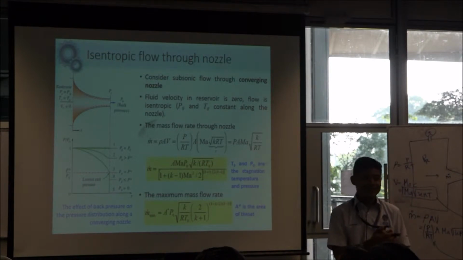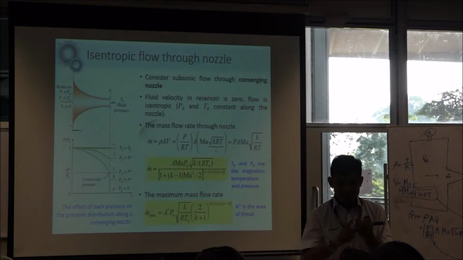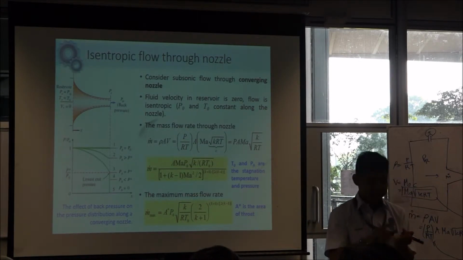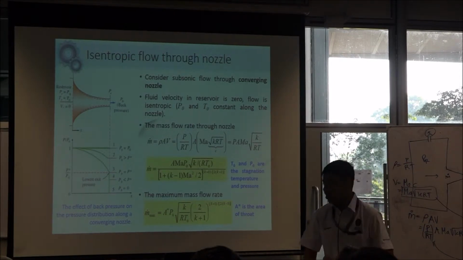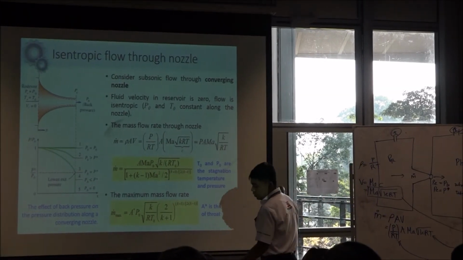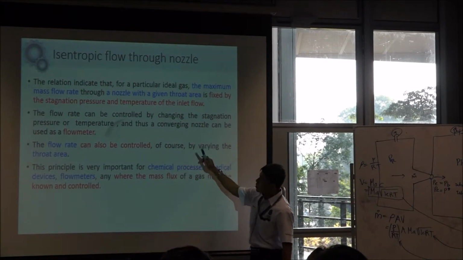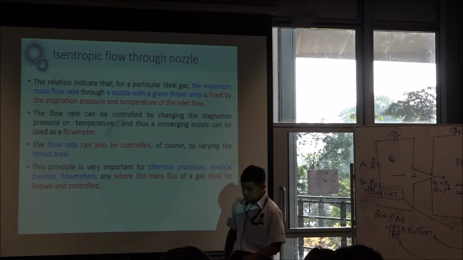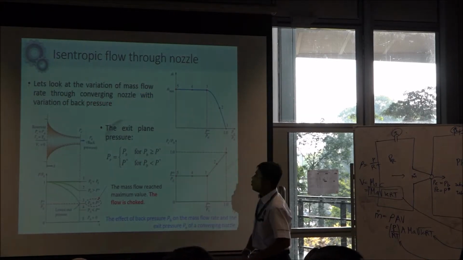So what will you control? Area, pressure, which pressure? P naught. And then the temperature. Okay, very good. So this condition gives you the flexibility to use the nozzle as a flow rate controller. Okay, so it's very important in the chemical process and medical devices where the mass flow rate is important.